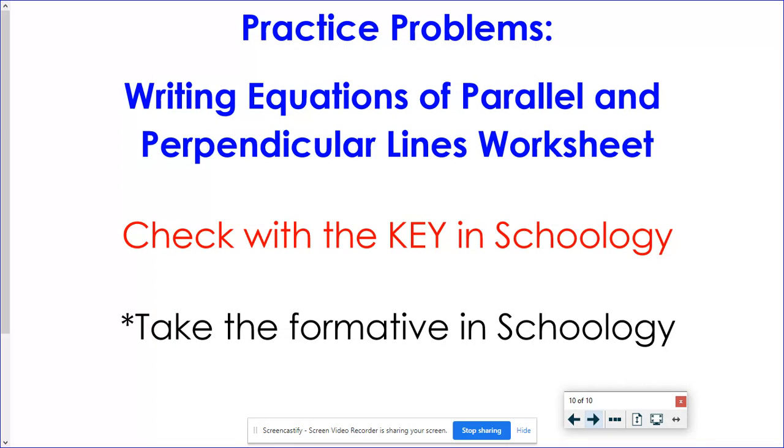Today's worksheet is about writing equations of parallel and perpendicular lines. It looks just like what we just did. Make sure you check with the answer key in Schoology, and then when you're all done, take the formative in Schoology. If you need any help, let me know.